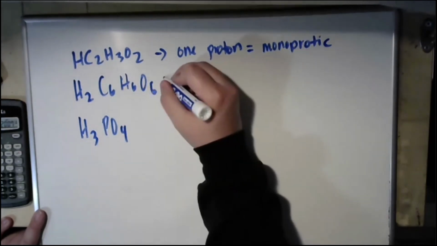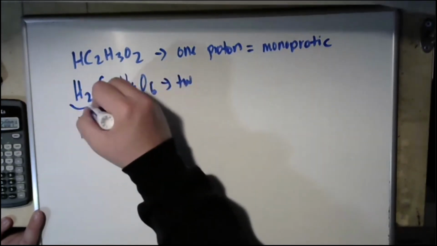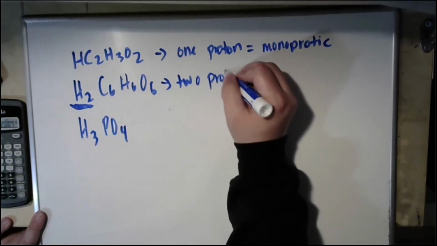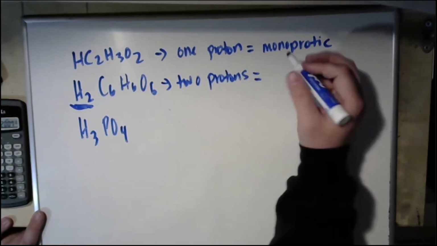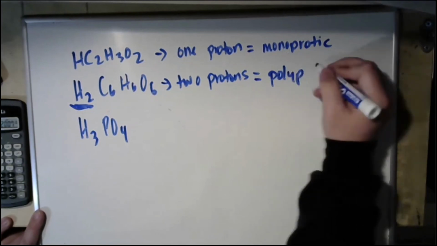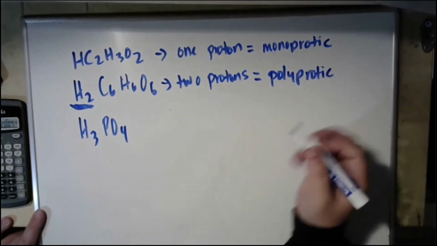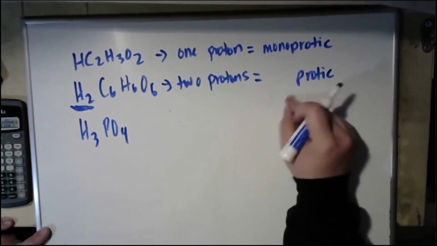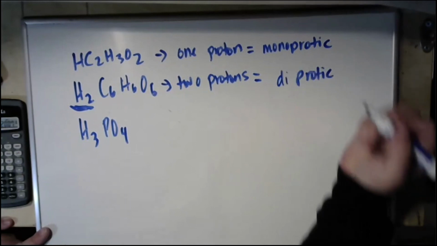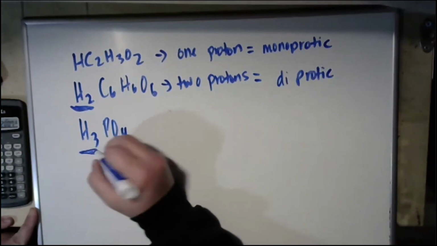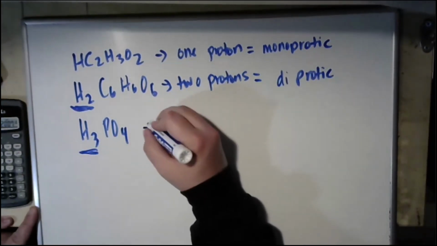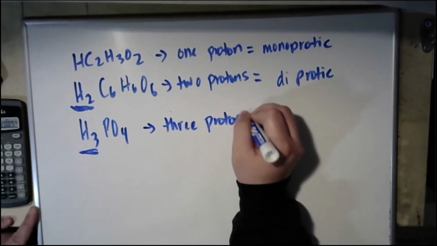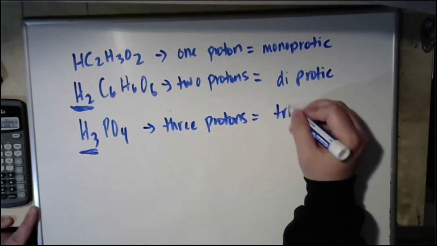Ascorbic acid can donate 2 protons, and it has them right out front for you to find. If it can donate 2 protons, it's a polyprotic acid, but it's not specifically called that. It's called a diprotic acid. Sorry, I got ahead of myself. Phosphoric acid has 3 protons out front, so we're going to call that a triprotic acid.